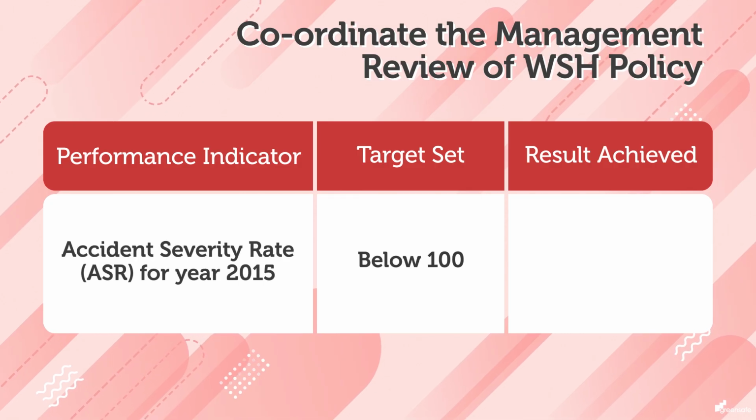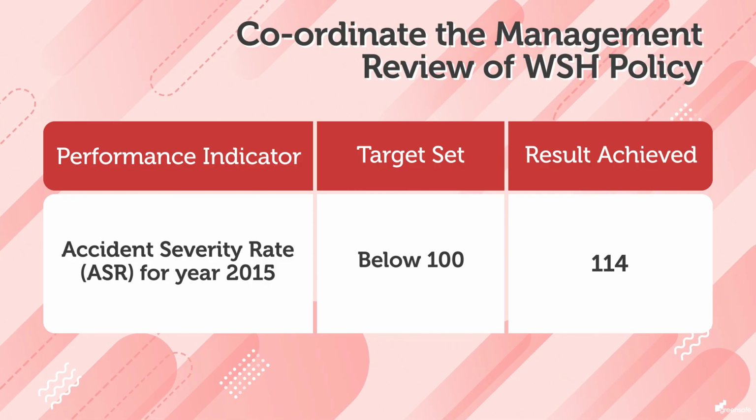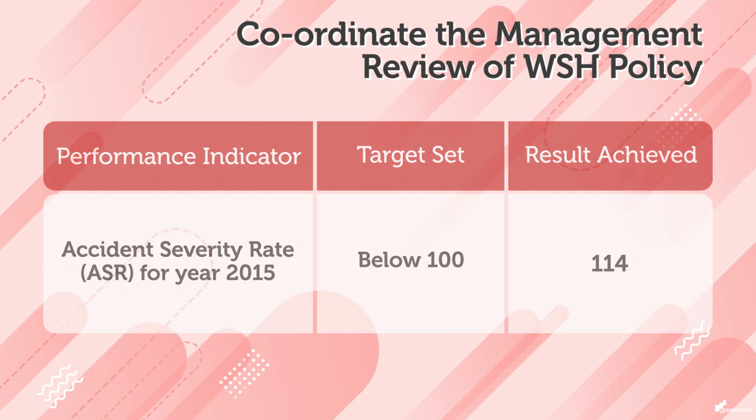In this second example, the performance indicator is the accident severity rate for the year 2015. Let's pause here again to look at the table. Can you tell if the result was achieved? You are correct. The result in this case was not achieved.